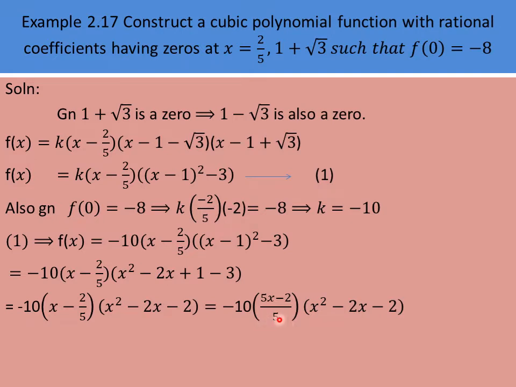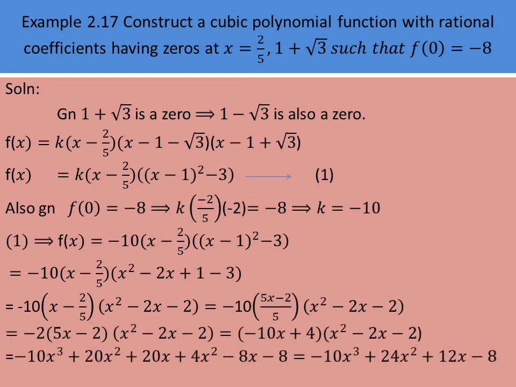Then in the next line you can cancel this 5. So you'll get minus 2 into, the remaining terms will be same. So it is minus 2 into (5x minus 2) into (x square minus 2x minus 2) equal to, take this minus 2 inside. So it will be (minus 10x plus 4) into (x square minus 2x minus 2). Now you can multiply the terms one by one and you can simplify. You'll get this answer: minus 10x cube plus 24x square plus 12x minus 8.